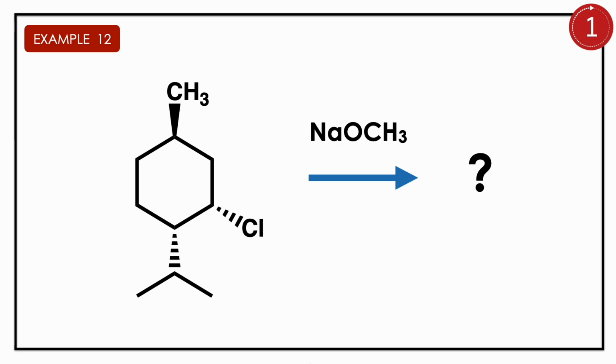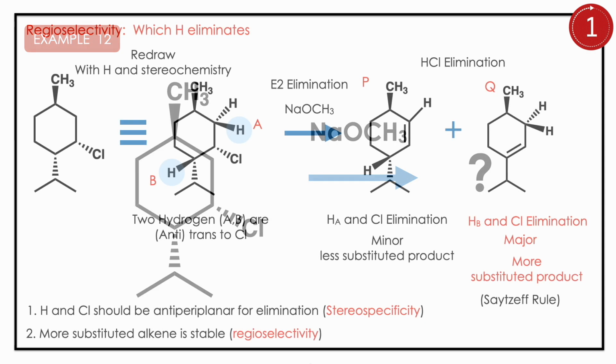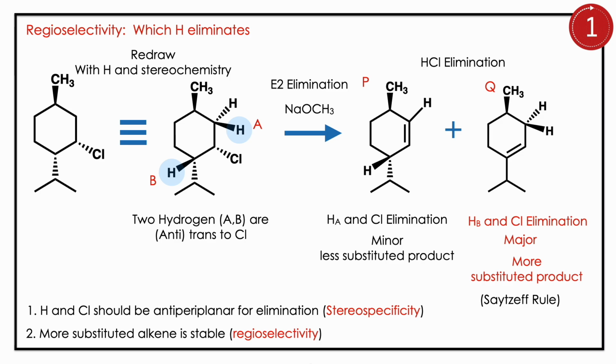Then the next example, you have cyclohexane with a methyl isopropyl chloride attached to it. You are using the base sodium methoxide. You should find what will be the final product. The question is all about regioselectivity. You are using the base. Base removes the hydrogen and halogen. There are two possibilities here. If you redraw nicely with hydrogen, you have two possible hydrogens, A and B. Both removals lead to an alkene, alkene P and Q. Only Q is major because of more substitution.